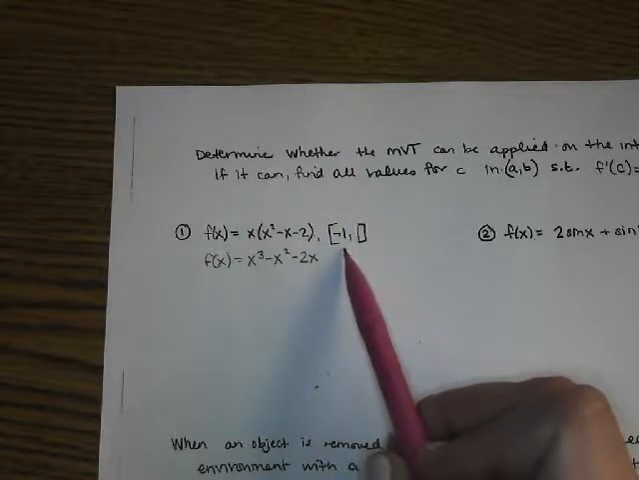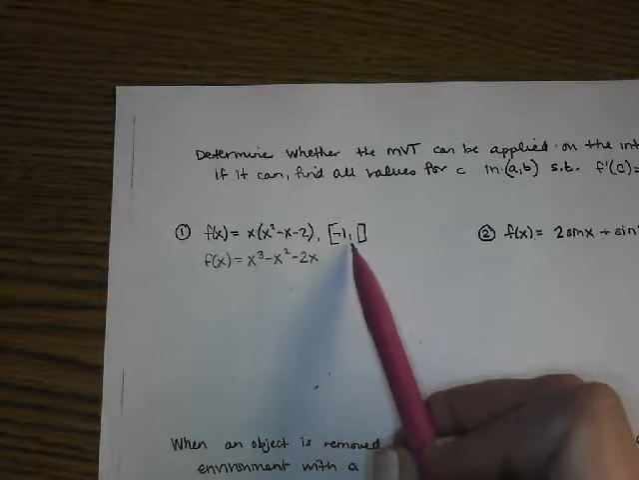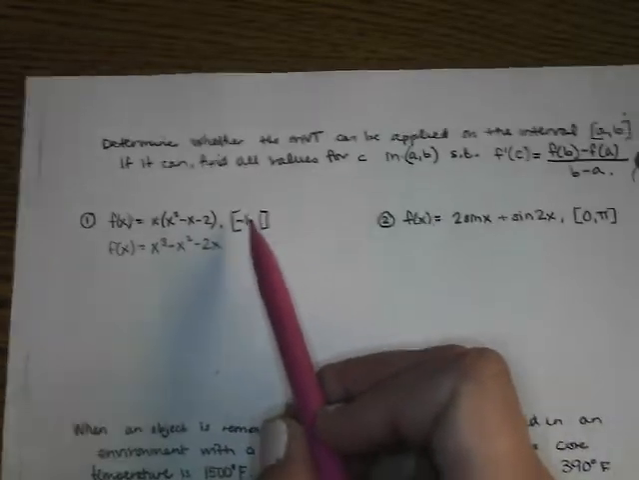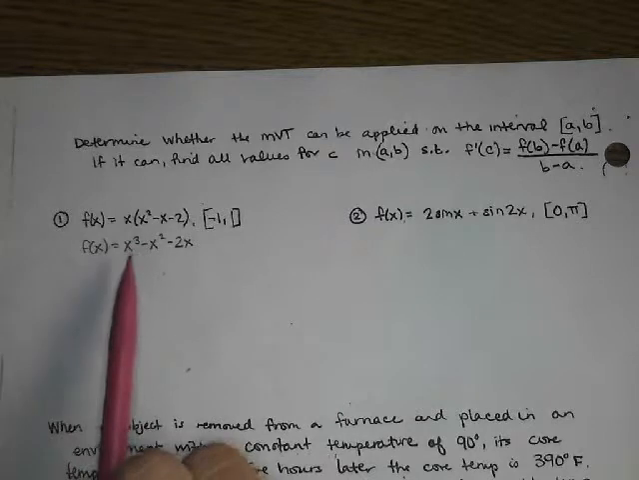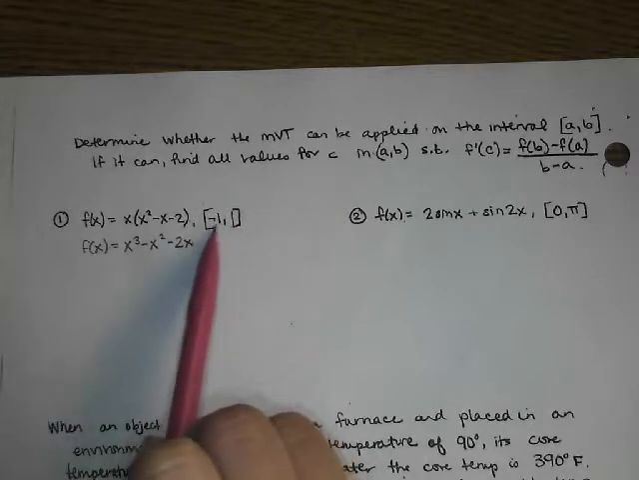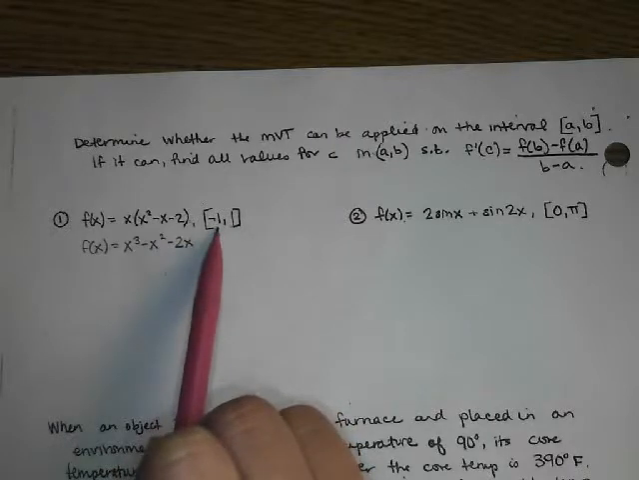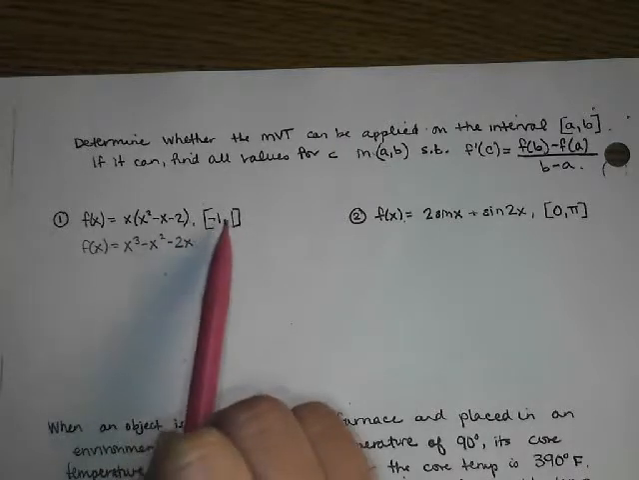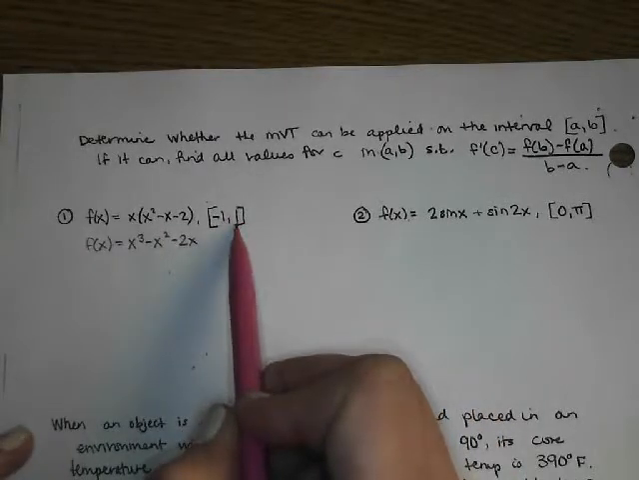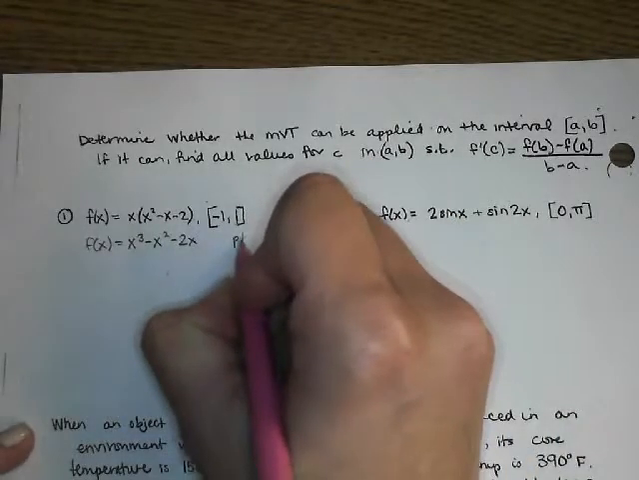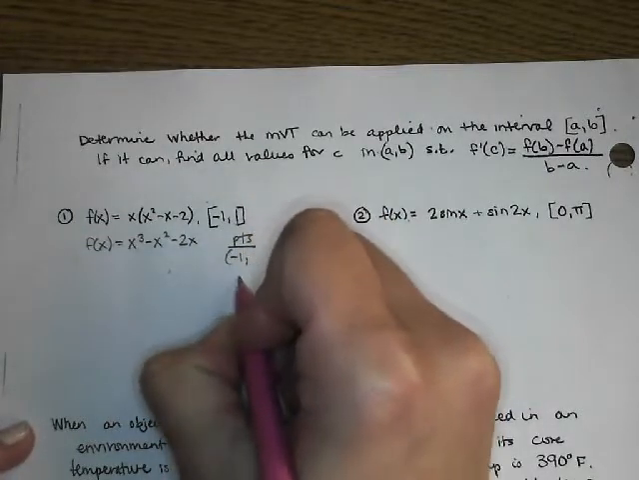So now, if we're trying to find the value of C that has the same slope as the average rate of change along that interval, we first need to find the average rate of change of this function from -1 to 1. So we're going to need to find points on this function, -1 comma something and 1 comma something, to find the slope of the secant line connecting these 2 points.